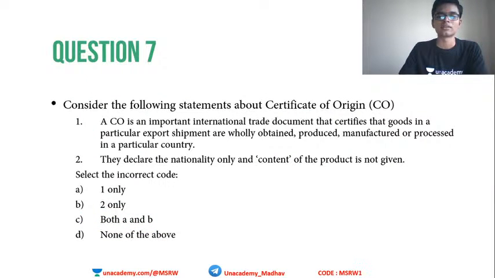Question 7 about certificate of origin. 1. A certificate of origin is an important international trade document that certifies that goods in a particular export shipment are wholly obtained, produced, manufactured, or processed in a particular country. 2. They declare the nationality only and the content of the product is not given. Select the incorrect code.